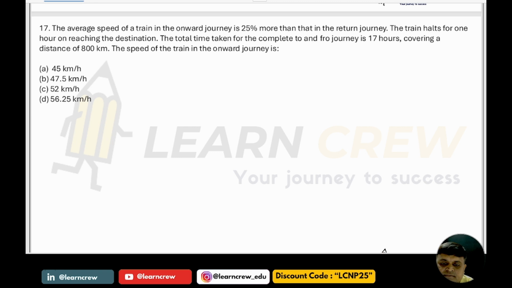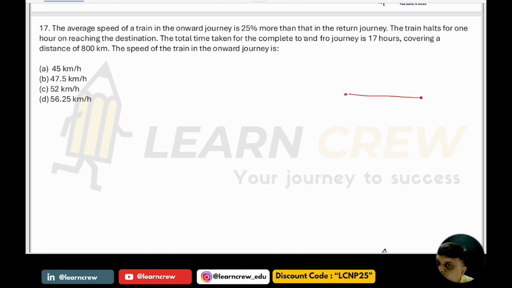Question number 17. The average speed of a train in the onward journey is 25% more than that in the return journey. The train halts for 1 hour on reaching destination. The total time taken for the complete to and fro journey is 17 hours, covering a distance of 800 kilometer. Find the speed of the train in the onward journey.